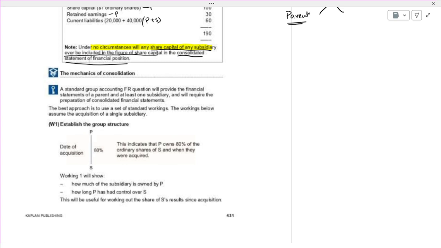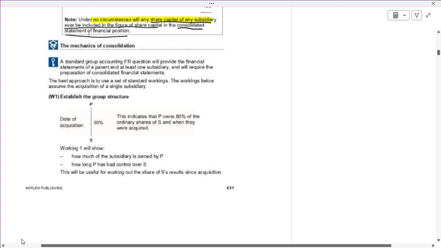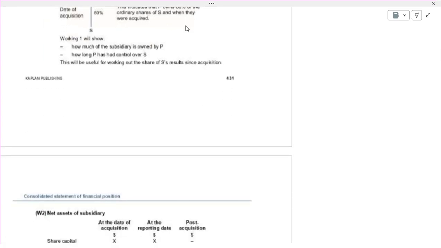Now, what we have to do? First working, see they have mentioned very clearly. First working is a group structure. The second working is what? You have to mention the date of acquisition, what is the parent share and what is the subsidiary share.